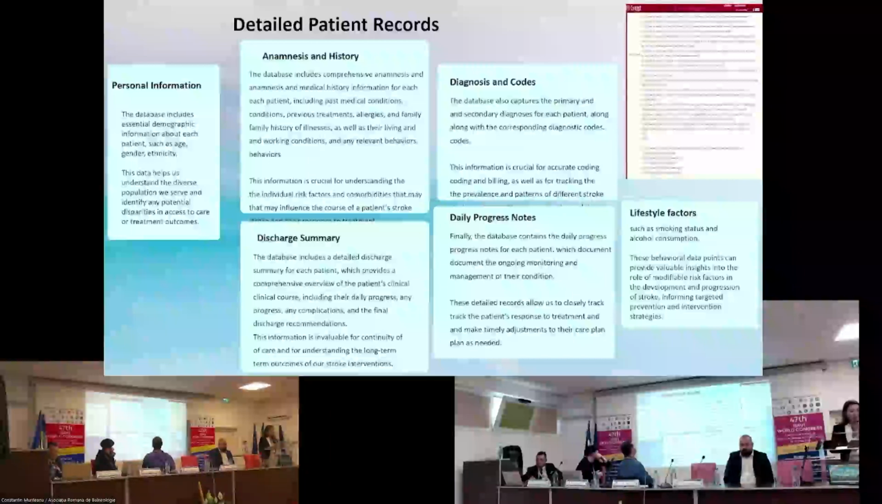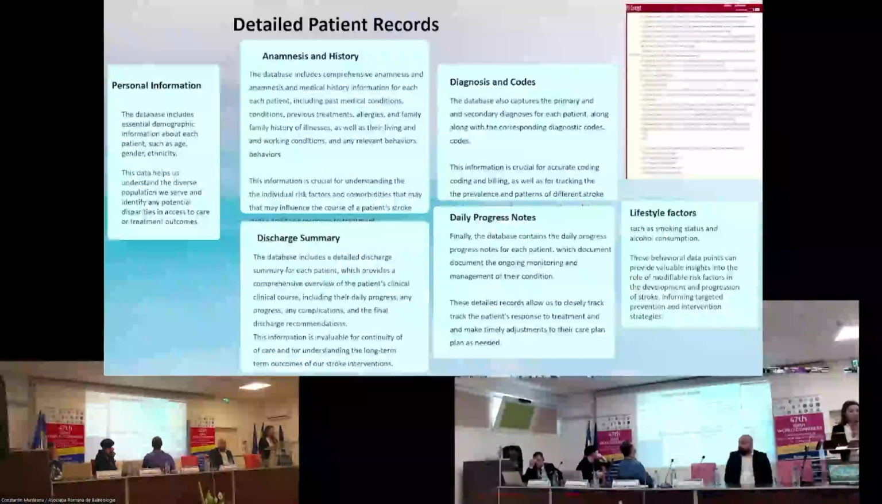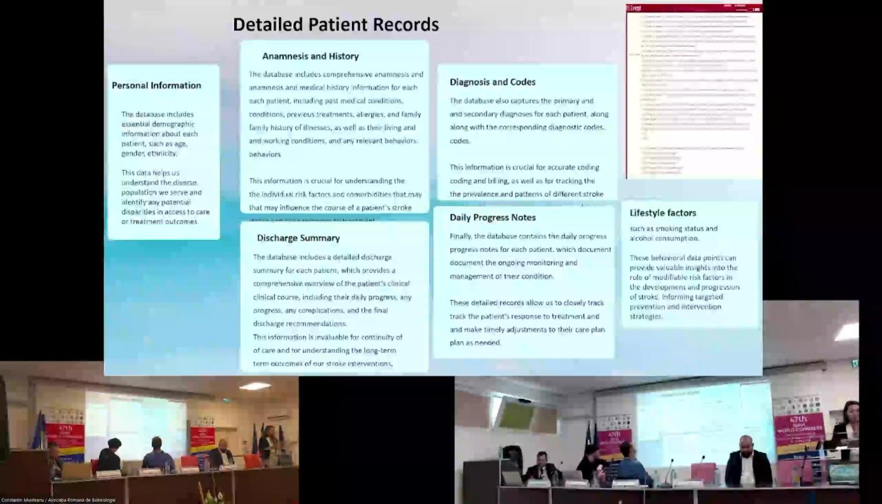The database includes a detailed chart summary for each patient, which provides a comprehensive overview of the patient's clinical course. This information is valuable for continuity of care, for understanding the long-term outcomes of our stroke interventions. And finally, it contains the daily progress notes for each patient. So these detailed records allow us to closely track the patient's response to treatment and make timely adjustments to their care plan.